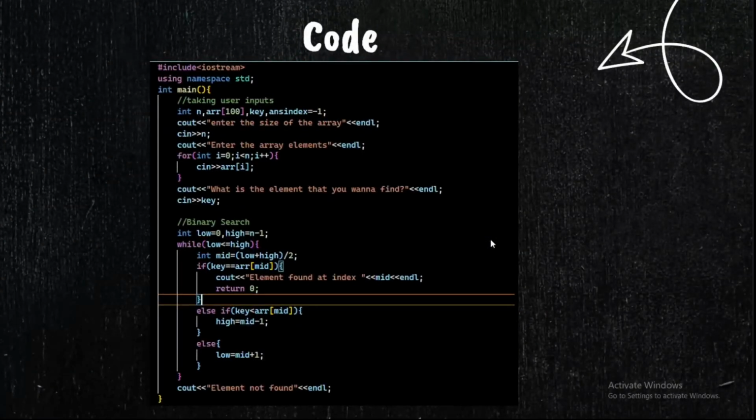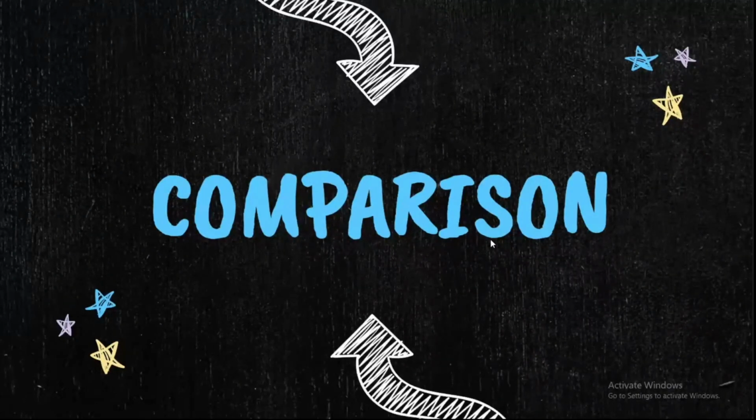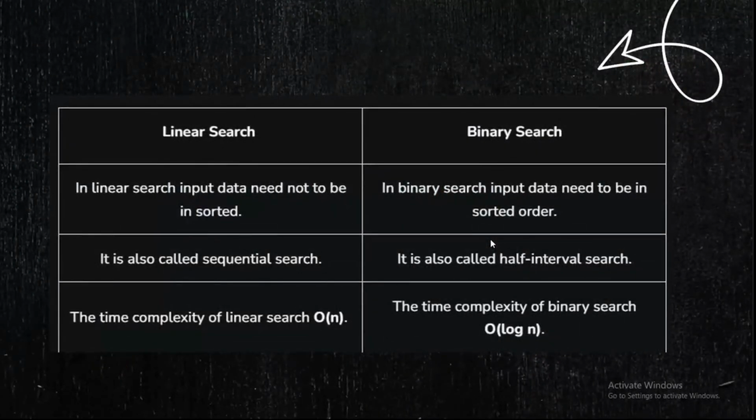Okay, so this is the code of the binary search. And let's compare linear search and binary search in a quick way. In linear search, the obvious advantage is that the array need not be sorted. It can be in random order, it can be sorted, but there is no necessity. In binary search, there is a necessity that the array must be sorted. So this is the very first necessity that comes to our mind.